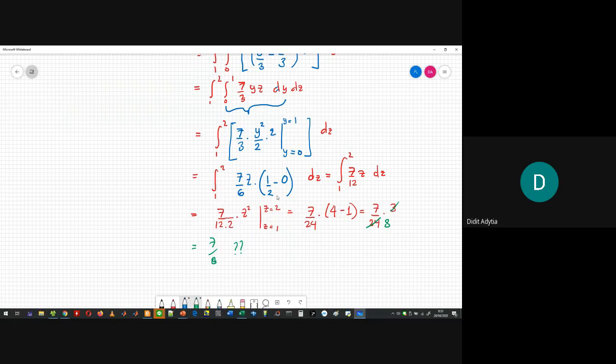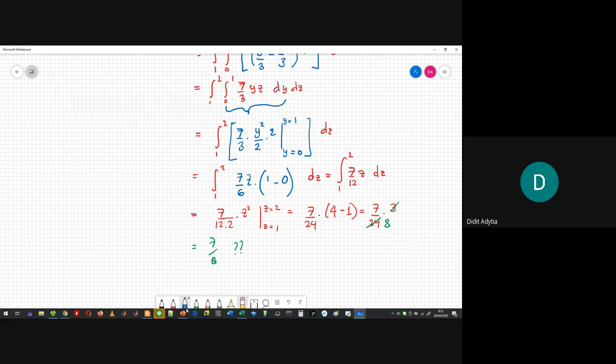Oke. 7/3. 6. Oh, ini salah ya. Sorry, ini salah. Saya kenapa di sini? Ini harusnya ini ya. 12. Okay, this one is wrong. Sorry, ini salah. Ini bukannya 12, oke? Ini bukan 12, tapi 1 ya.